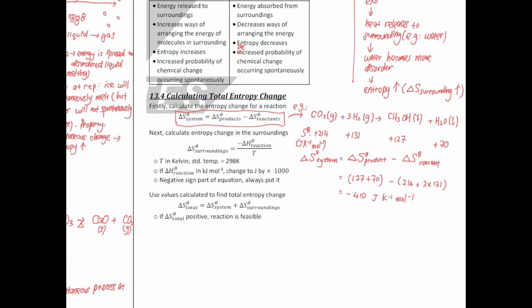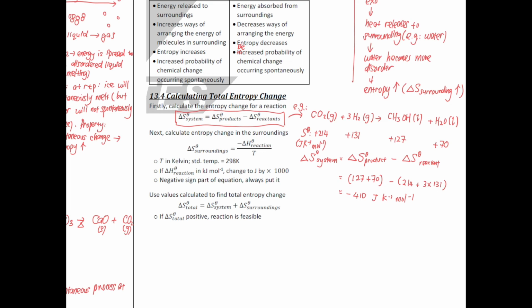You know when they put theta, right? When they put theta, that means standard temperature is used here, which is 25 degrees Celsius or 298 Kelvin. So that means you take the delta H of the reaction, divide by 298, and then you get the delta S theta of the surroundings.